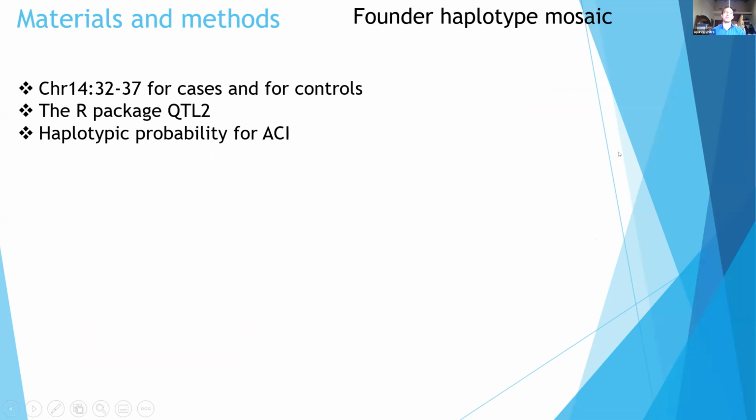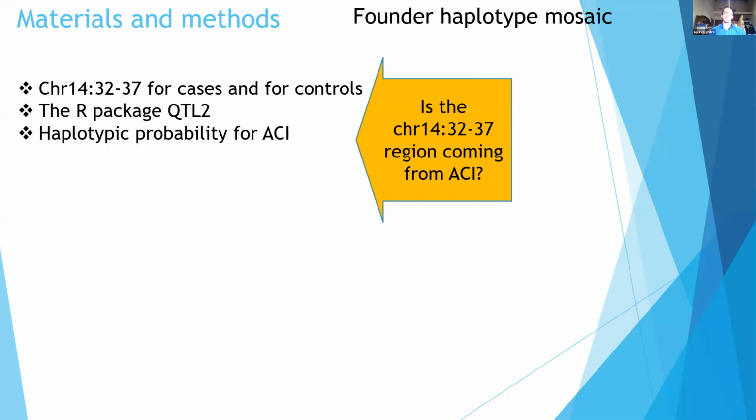We performed a secondary analysis using haplotypic probability estimation. We focused this analysis on the associated region, chromosome 14, 32 to 37 megabase, and also on the haplotypic probability for the ACI strain. The goal of this analysis was to determine if maybe this specific region is more frequently inherited from ACI when we are talking about cases.